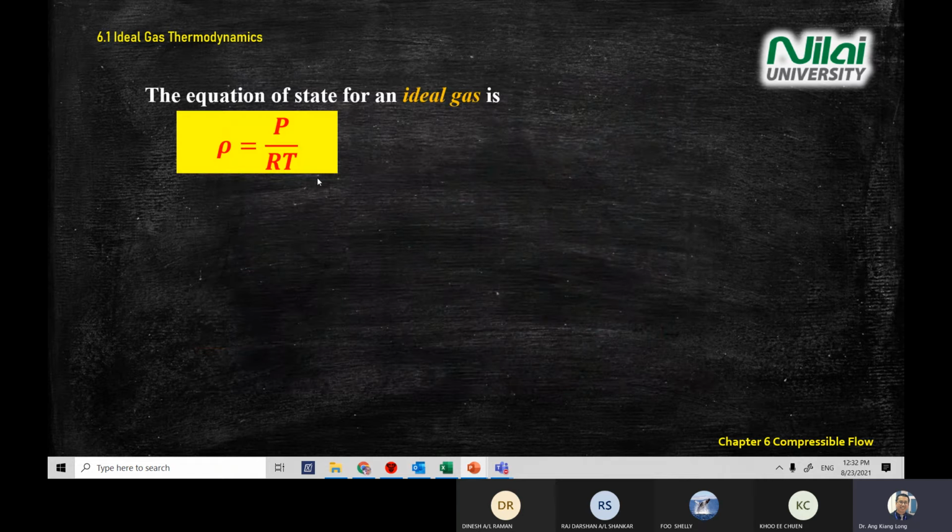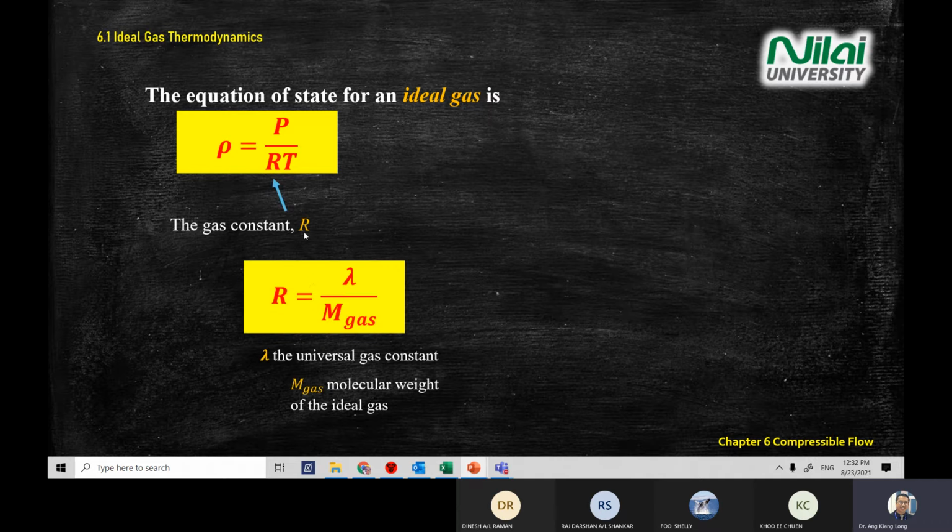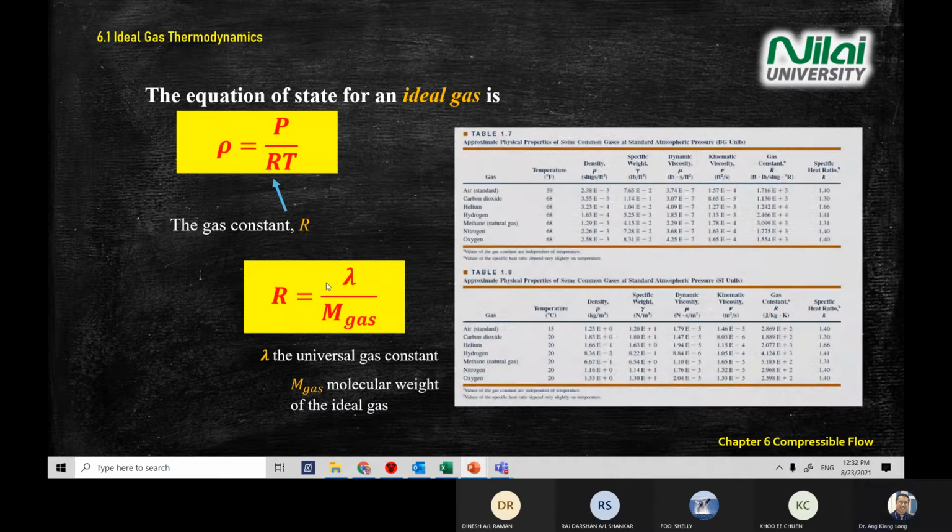Okay, first equation, I think you saw this one before in thermodynamics class. This is called the ideal gas equation or equation of state. It gives you density, rho equals P divided by RT. Okay, rho equals P divided by RT, ideal gas equation. R is a constant, the gas constant. R is given by the universal gas constant divided by the molecular weight of the gas. So this one you learned in thermodynamics already, right?